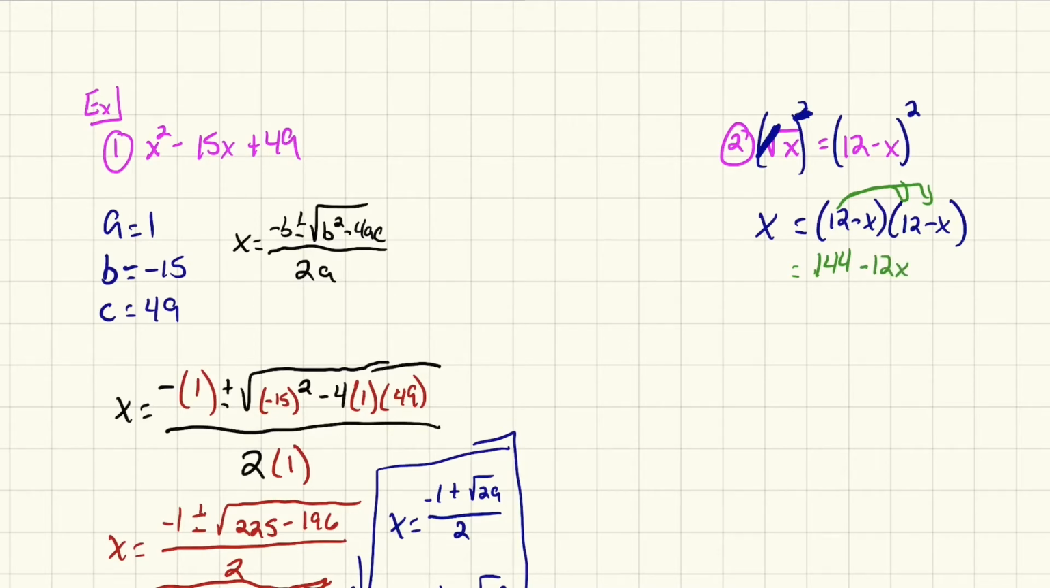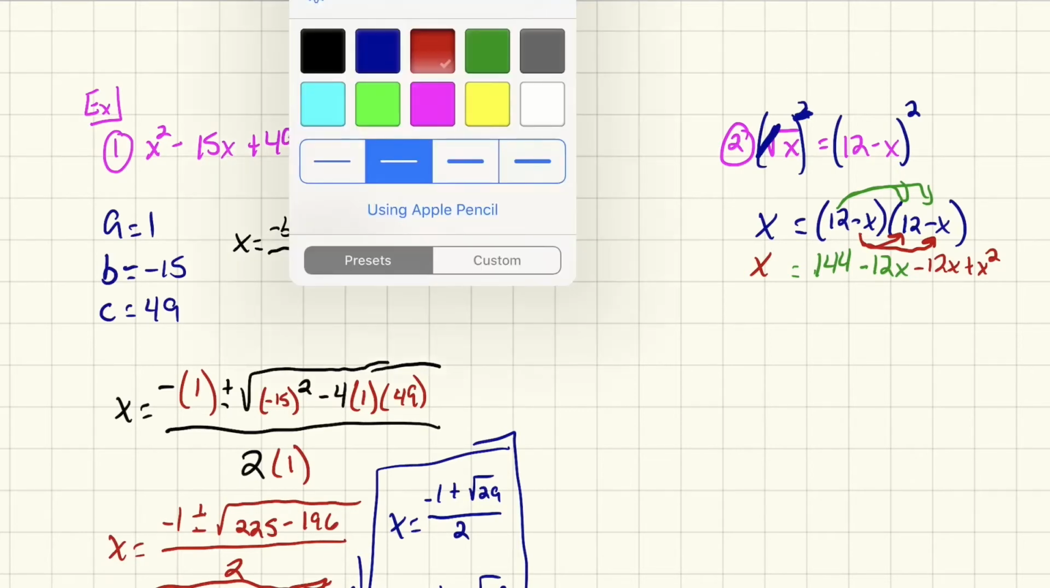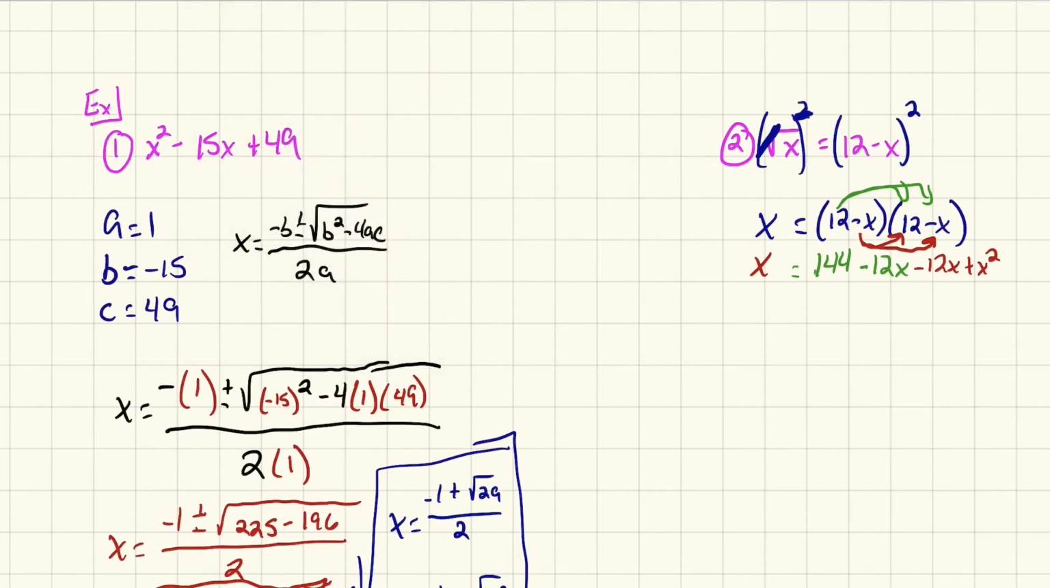On the inside, next term around, we take negative x times 12 and negative x times negative x. That's going to end up giving me negative 12x and positive x squared. And all of that is going to be equal to x. So we can keep simplifying and rewriting things in the correct order. When we do that, we know we can combine these terms in the middle.